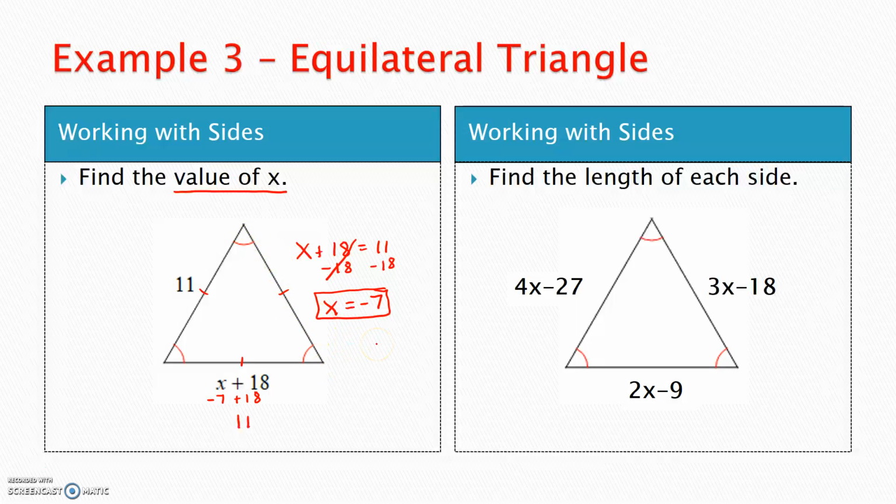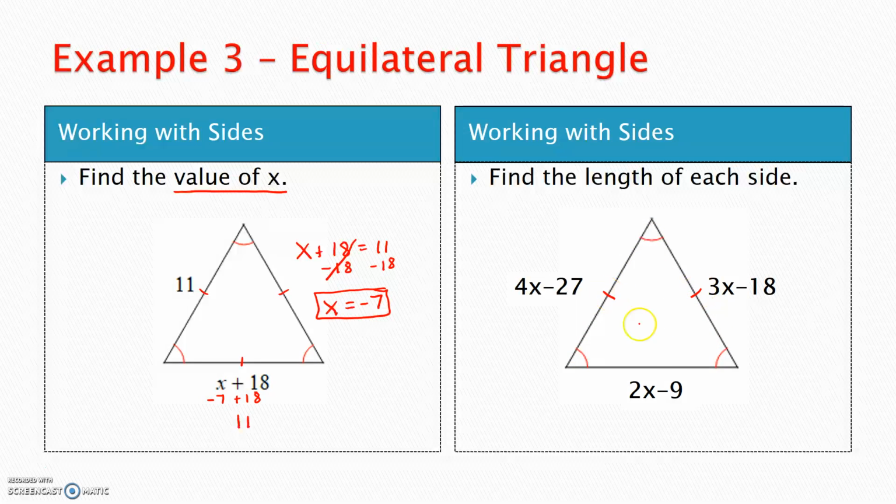So let's jump over here to the last one. Find the length of each side. So now it's asking me not just to find x, but I actually have to figure out how much it measures. So in this case, it was 11, 11, right? Well, what the heck? I have 3 sides. Do I add them all up? What do I do here? Again, I know it's an equilateral triangle, means all angles are equal.